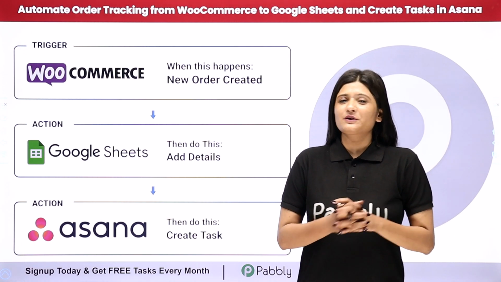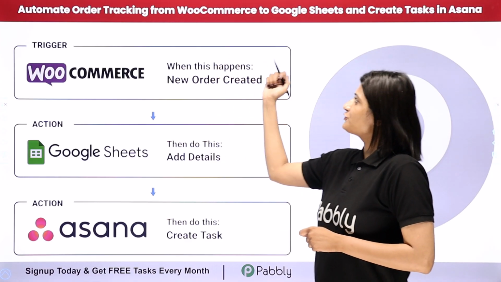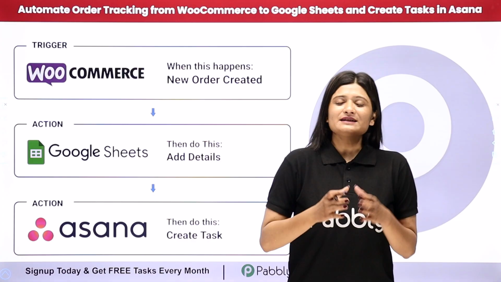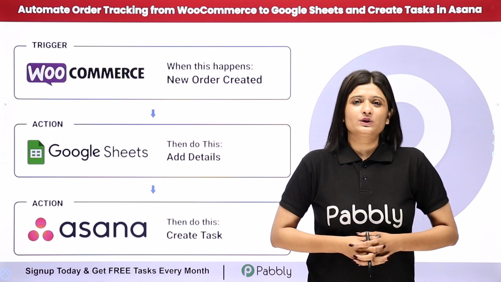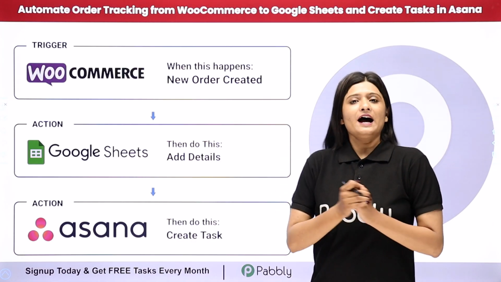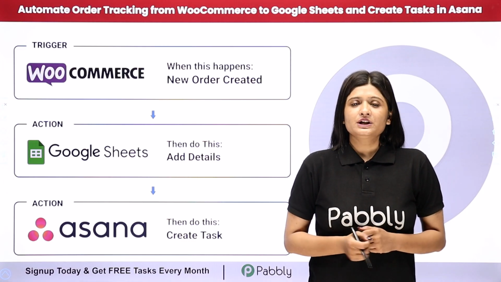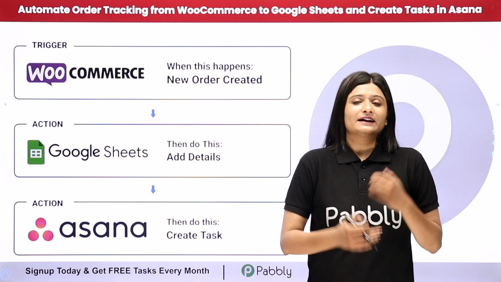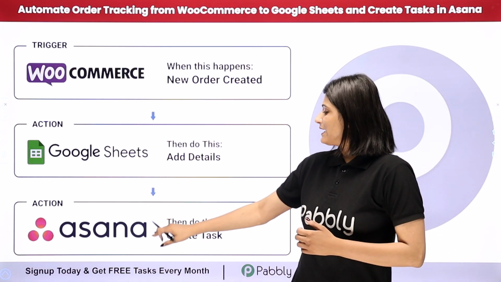In this video, we are going to learn how to automate order tracking from WooCommerce to Google Sheets and create tasks in Asana. Let's suppose I'm running an online store and I have a store on WooCommerce. I want that whenever I receive a new order, the order details should be automatically added to my Google Sheets spreadsheet and a task should be automatically created in my Asana.